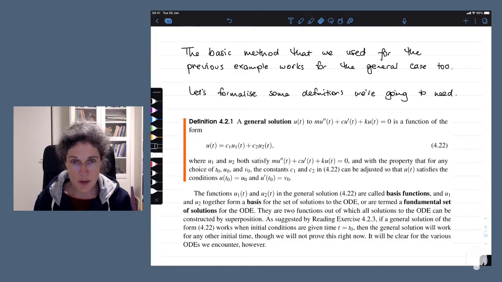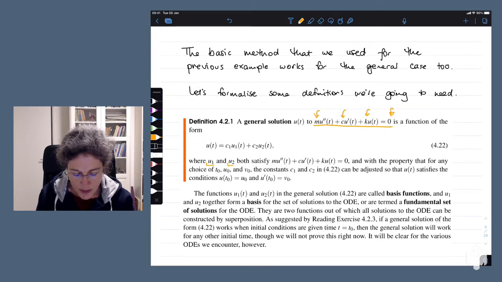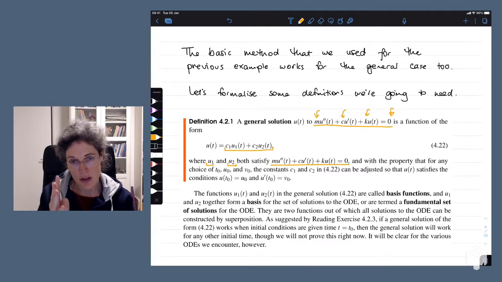But first we need to formalize a couple of definitions. So the first thing we're going to do is define what's called a general solution to our second order linear differential equation, which, don't forget, is homogeneous and has constant coefficients. So a general solution is formed by taking two specific solutions which both satisfy the differential equation and then forming a linear combination of them. So our general solution means you take two specific solutions and then you combine them with some factor.